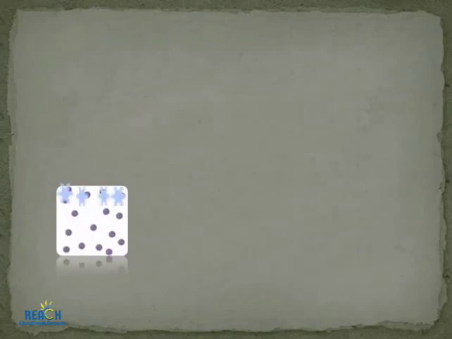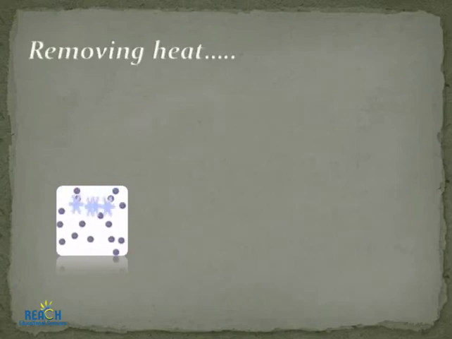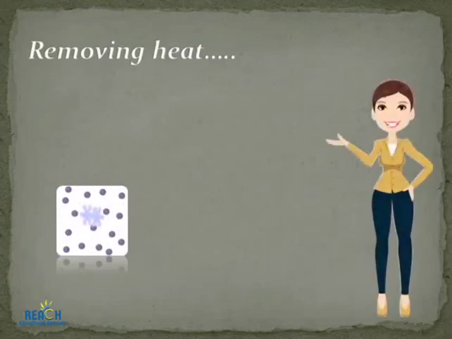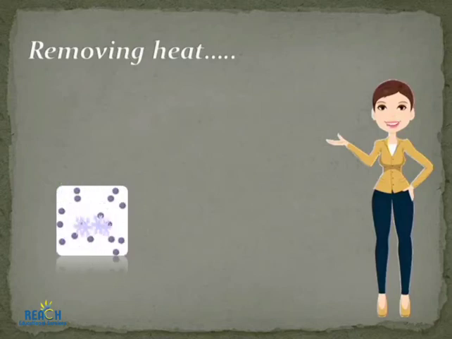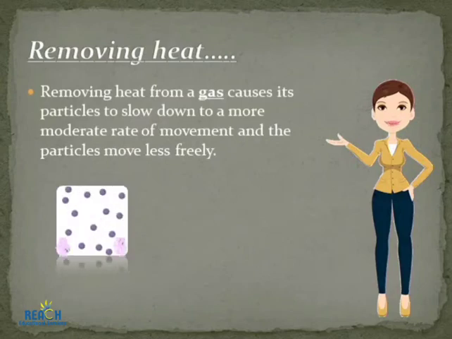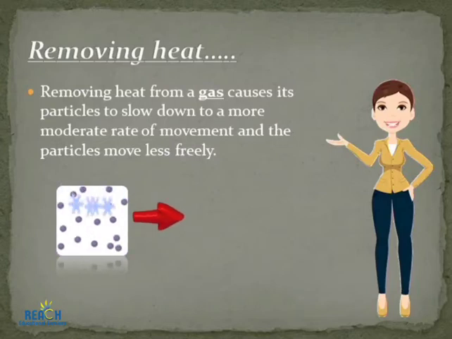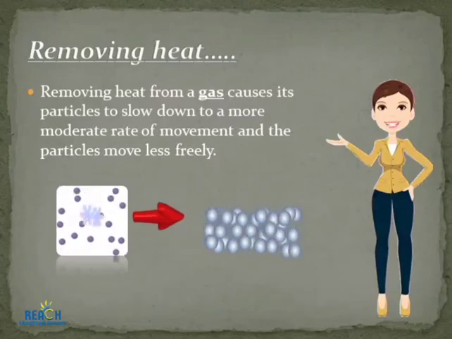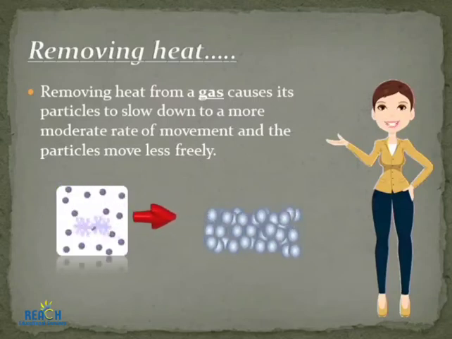So, let us now see what would happen if we remove heat from a system. Now, in our illustration, we have a container with a gas, and that container of gas is being cooled. As we remove heat from a gas, this will cause its particles to slow down to a more moderate rate of movement, and the particles are going to move less freely. Do you think you know what's going to happen next?